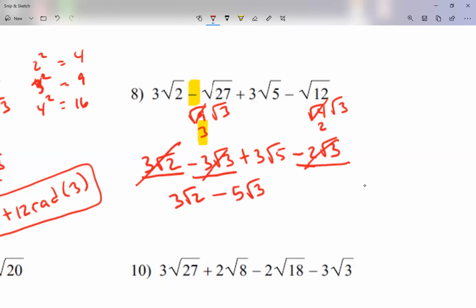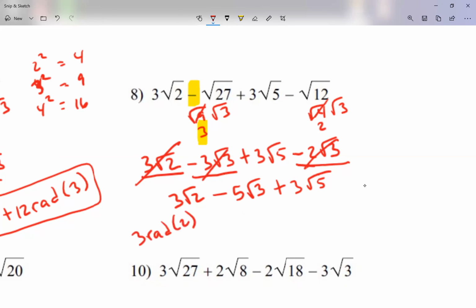And then lastly, plus 3 radical 5. Now I cannot combine it anymore because all the radicals are different. So they're not like terms. The way I'm going to write this will be 3 rad 2 minus 5 radical 3 plus 3 radical 5.